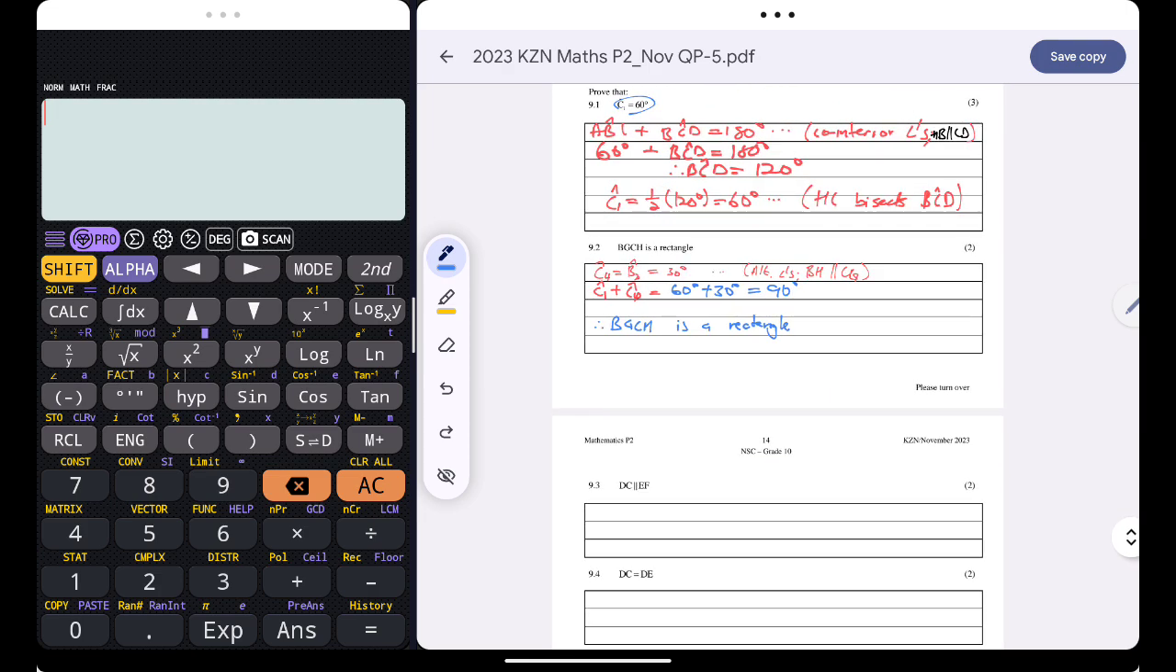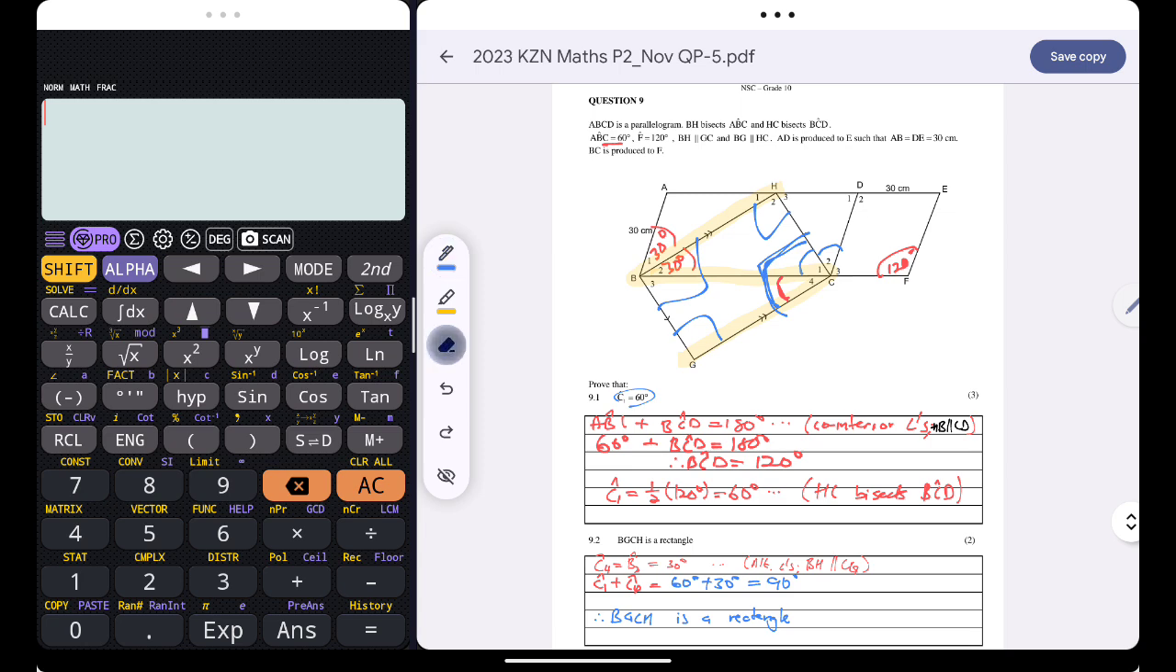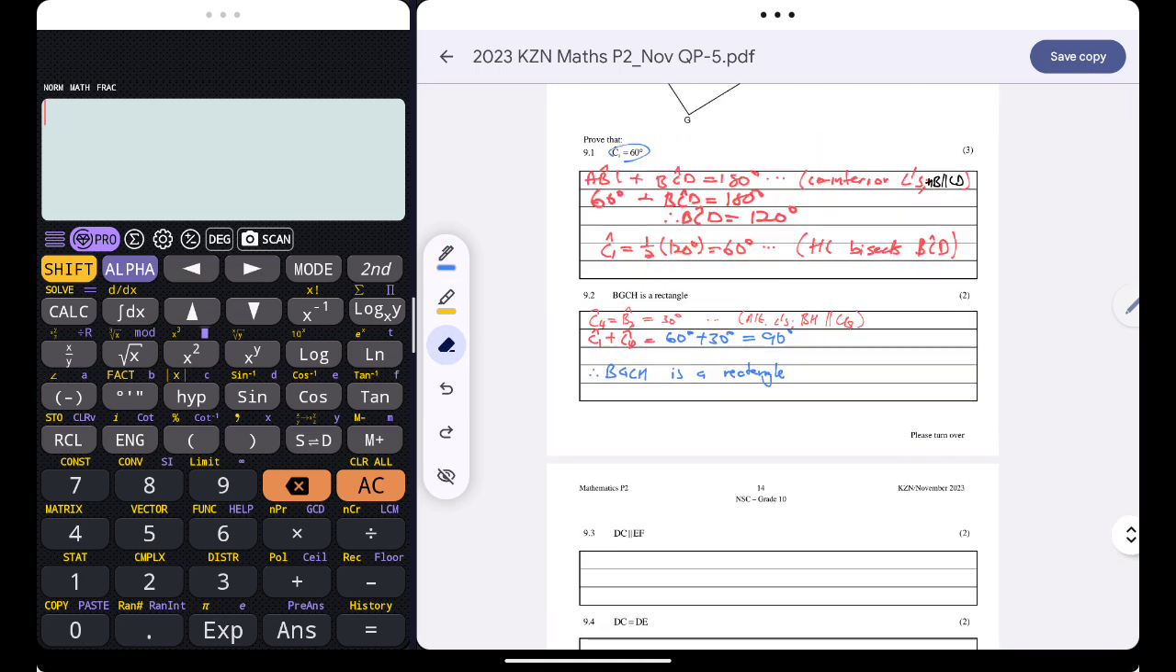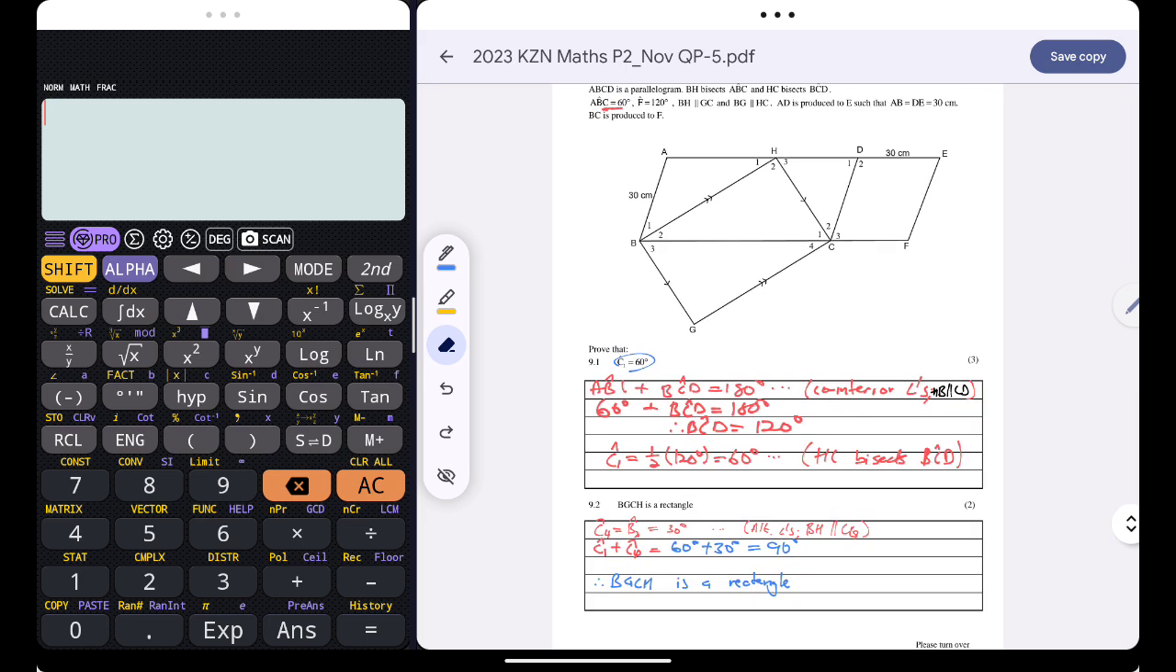All right, together. Okay, now I'm supposed to show that DC is parallel to EF. Where is DC? Okay, that's DC over there. DC is parallel to EF.